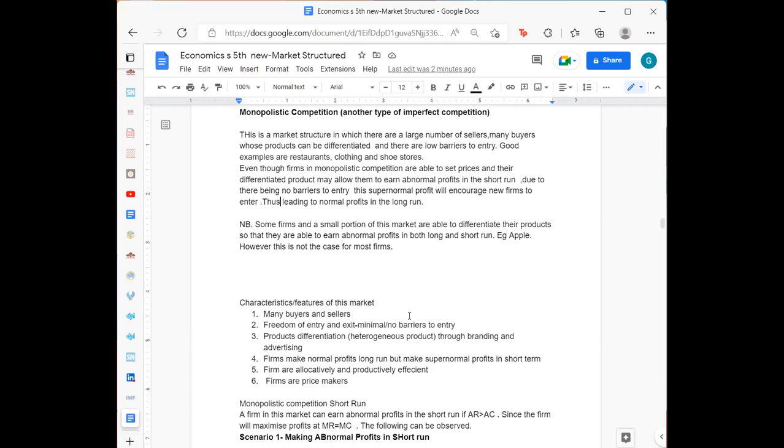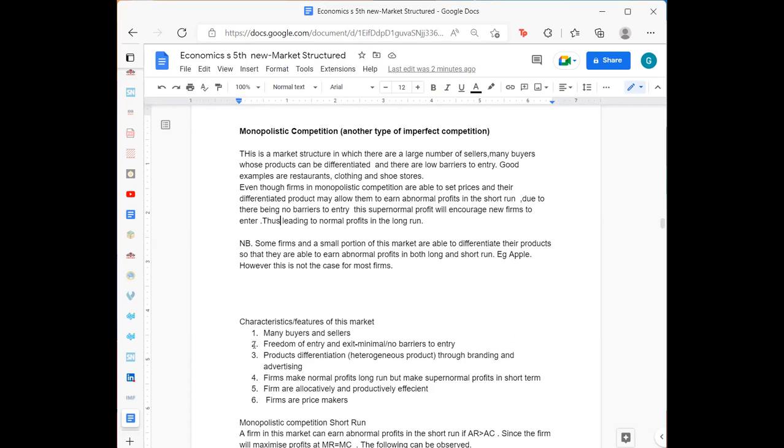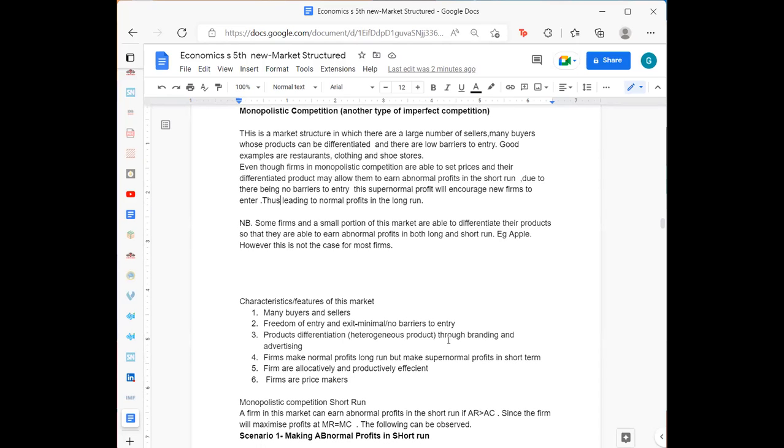So what are the main features of this market again? If we were to extract it: there are many buyers and sellers, and freedom of entry and exit, meaning there are no barriers to entry, or minimal if there are any. There's a lot of differentiation. Remember we said perfect competition produces a homogeneous product. However, this is a heterogeneous product, meaning different through branding and advertising. The firms also make normal profits in the long run, but make supernormal profits in the short run. However, the situation can also be that they make a loss in the short run, right?